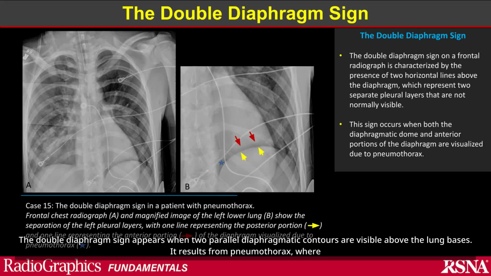The double diaphragm sign appears when two parallel diaphragmatic contours are visible above the lung bases. It results from pneumothorax, where both the posterior and anterior pleural reflections of the diaphragm become outlined by intrapleural air. On a frontal chest radiograph, the normal dome of the diaphragm is seen, and just above it, a second curvilinear contour appears. This represents the anterior portion of the diaphragm, separated by air from the posterior dome. In practice, recognizing this sign is critical. It distinguishes pneumothorax from simple subdiaphragmatic or basal lung findings, ensuring that urgent management is not delayed.